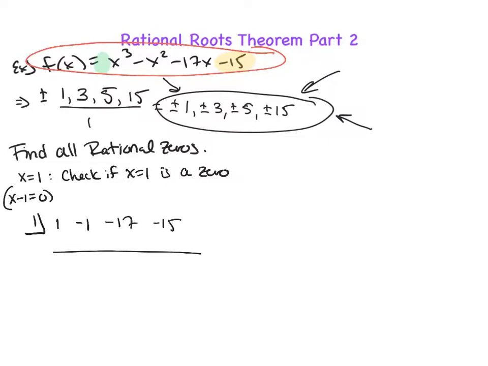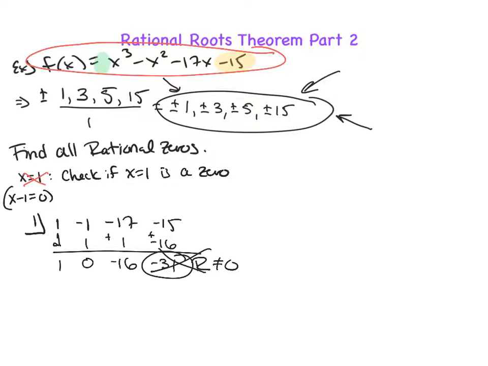So let's go through. Bring down the 1. 1 times 1 is 1. -1 plus 1 is 0. 0 times 1 is 0. -17 plus 0 is -17. And -17 times 1 is -17. This is not looking good. -15 plus -17 is -32. And remember, this is our remainder. It's not 0, which means that x equals 1 is not a 0.